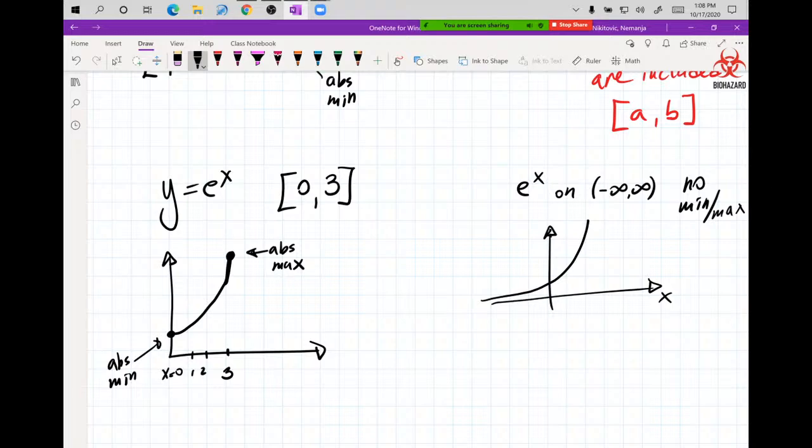And the same thing here. It always goes closer and closer to the x-axis. Goes closer and closer to 0, but it never becomes 0, so you can't claim a minimum at 0. So when you are on the open interval, you can find functions that do not have min and max. When you are on the closed interval, you are immediately guaranteeing you have the min and max, because if they don't happen in the function somewhere in the middle, they will happen at the endpoints.